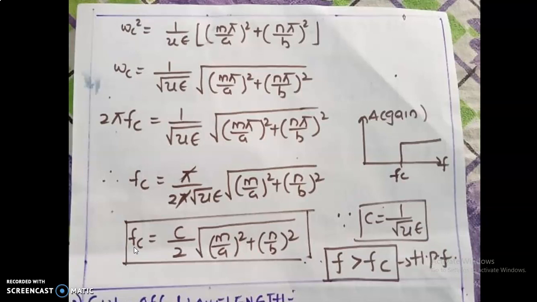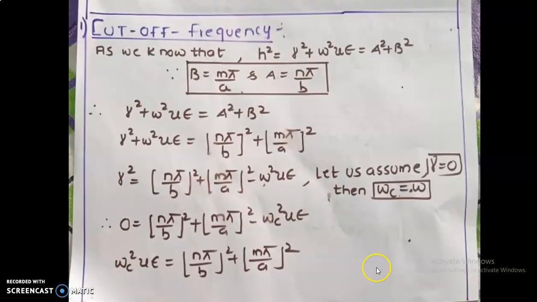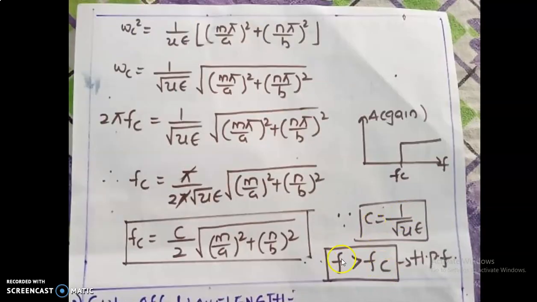So what we have to do is increase the frequency above the cutoff frequency. If you really want to perform any operation on any mode, then your frequency selection should be greater than the cutoff frequency. I hope you have understood. At this frequency the signal won't propagate. Above this frequency, that is, higher than the cutoff frequency, we can say that the signal will propagate.